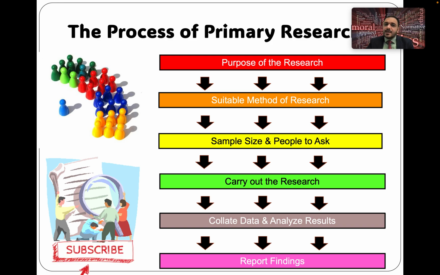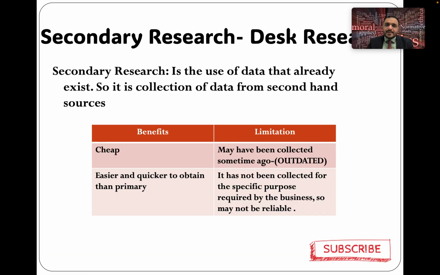Again, first of all, the purpose of the research. Secondly, you will choose a suitable method. Third, you will choose samples. Fourth, you will carry out the research. Then fifth, you will collect data and analyze results, and then you will report findings. Now we move to secondary research.